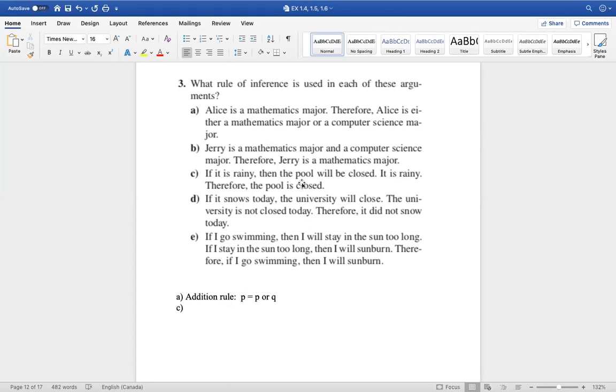What it says is we have P, and then we have Q, and then we know that P is true, therefore we can conclude Q is true as well. Likewise, P represents it is raining, and Q represents the pool will be closed. We are saying if it is raining then the pool is closed, and we know that P, it is raining, therefore we can conclude Q, which is the pool is closed. So the rule is modus ponens.